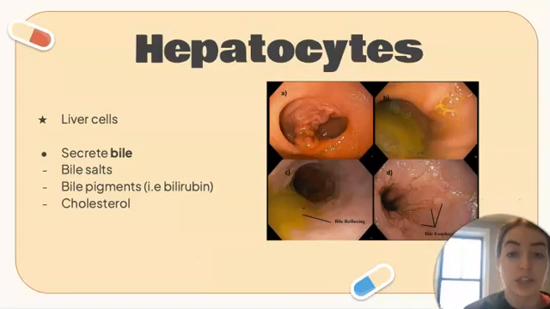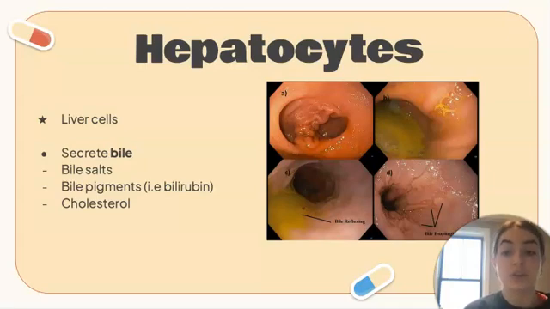Digestion of fats begins with the secretion of bile by liver cells, which are known as hepatocytes. Bile is a greenish-yellow non-enzymatic fluid that is secreted, again, by hepatocytes. The key components of bile are bile salts, bile pigments, and cholesterol. Bile salts facilitate enzymatic fat digestion, bile pigments such as bilirubin are the waste products of hemoglobin degradation, and cholesterol is excreted in the feces.